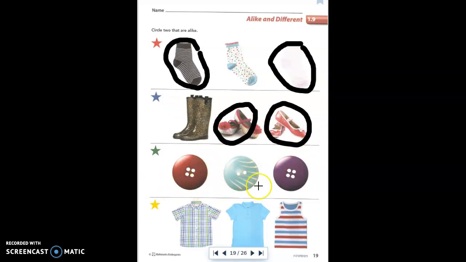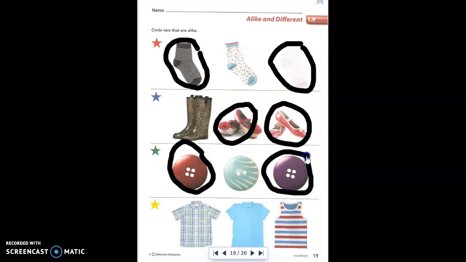Now I need to look at these buttons. So I have three different buttons here. A red, a blue with some stripes, and a purple. Well, I noticed that the red and the purple are both solid. The other thing that's similar with these is they have 4 holes, and the blue one only has 2. So I'm going to put the red button and the purple button in the same group. The blue button is different from these two.